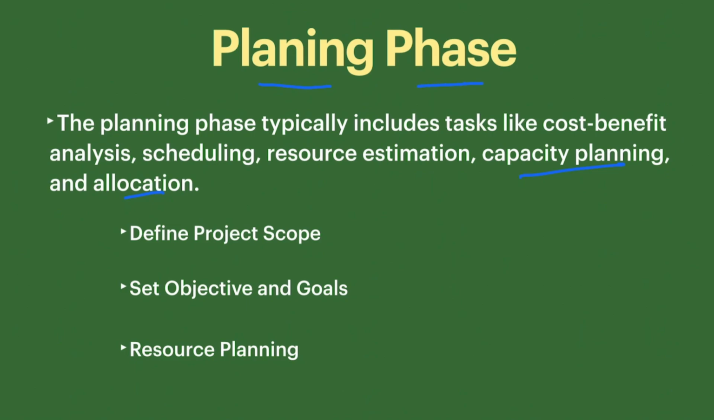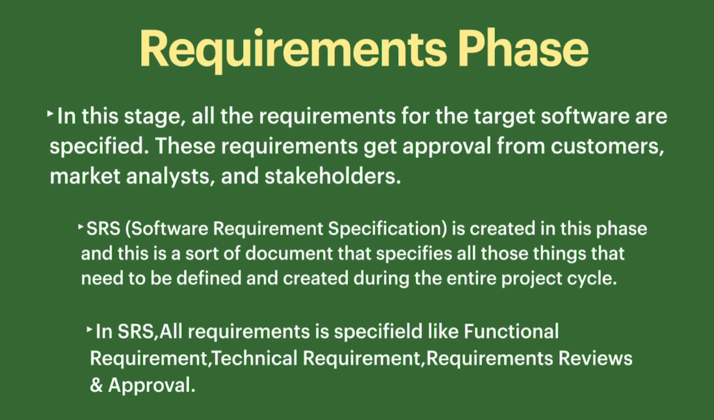After completion of the planning phase we move on to the next phase, the requirement phase. In this stage all the requirements for the target software are specified. The requirements get approval from the customer, market analysis, and stakeholders. The actual requirements for the target software we want to develop are specified here, and we get them approved by the customer side, by market analysts who are experts in similar software, and by the stakeholders.